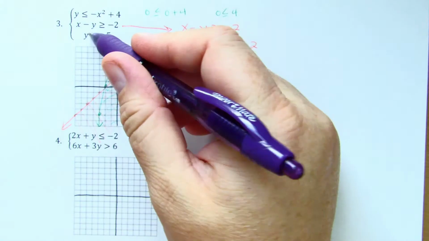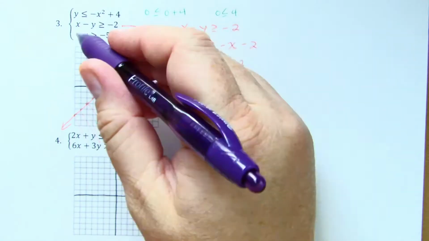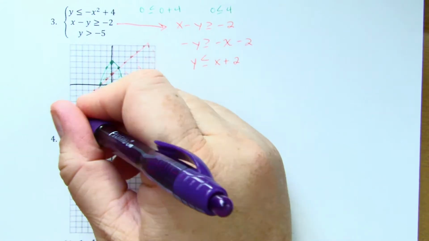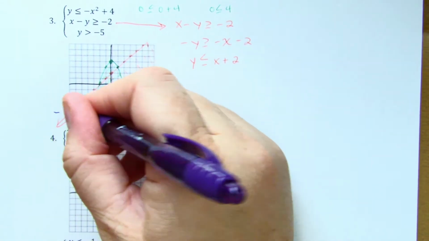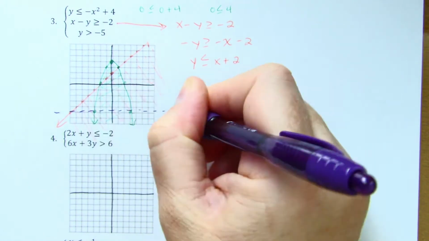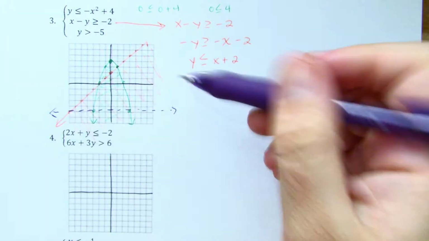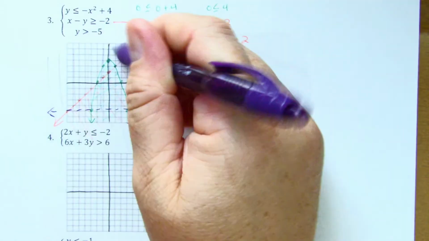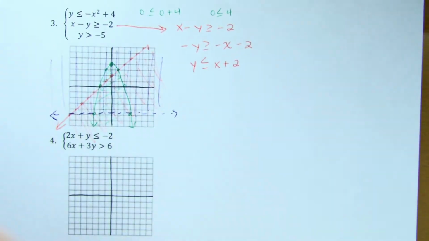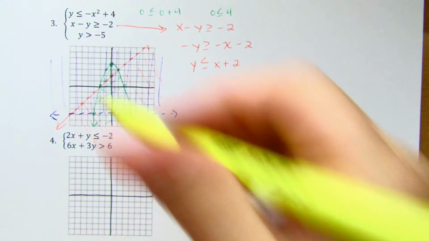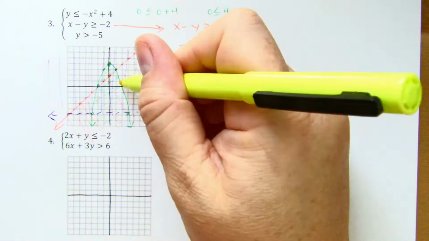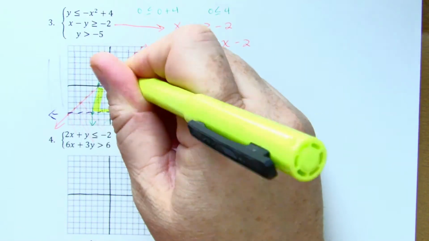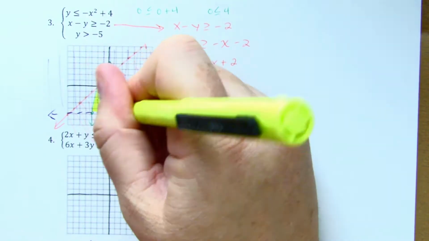And then this last one, y is greater than -5. This is a horizontal line at -5, and it's dashed. And we're shading above the line because it's pointing to the y. So my overlapping area is below this orange line, above the purple line, and inside the parabola. So that would be this area here.